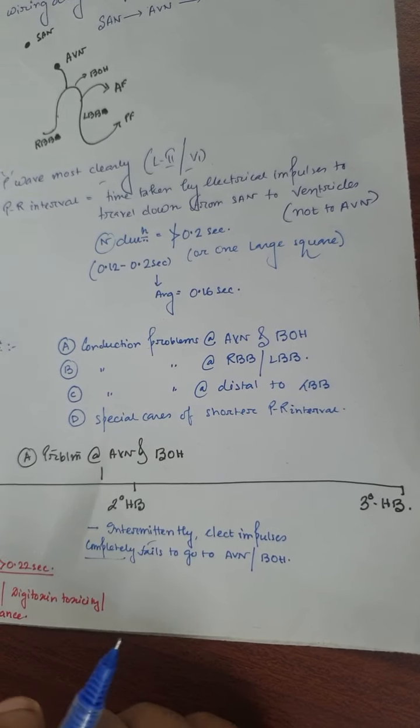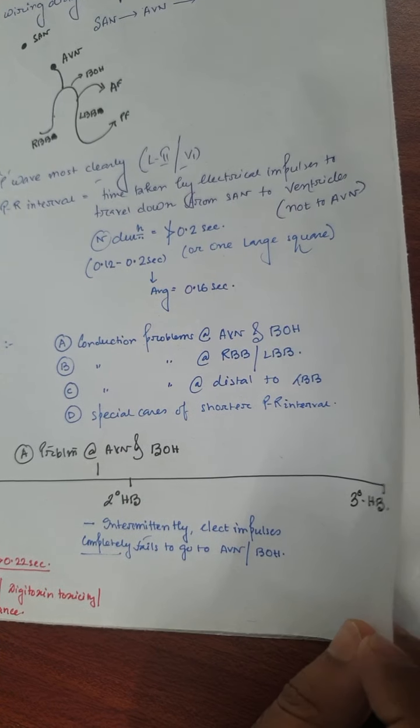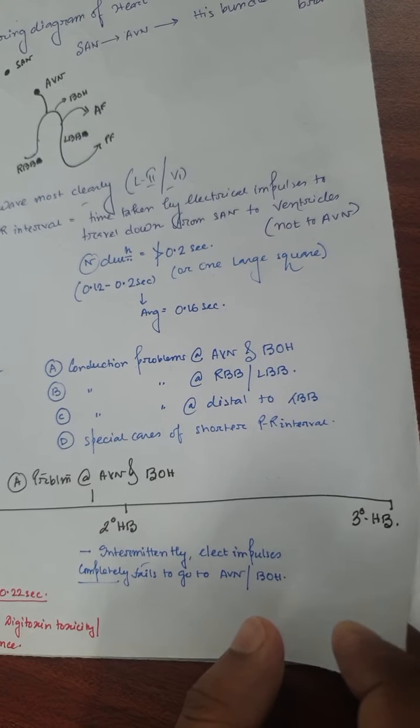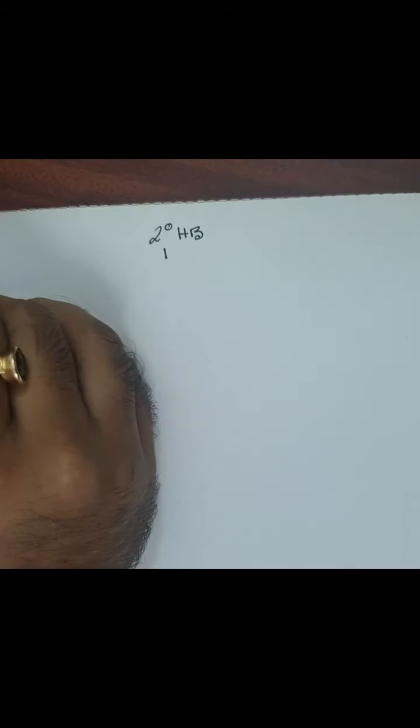Now this second degree heart block again has many types. Let's look into this. The first category in the second degree heart block is the Wenckebach phenomenon.